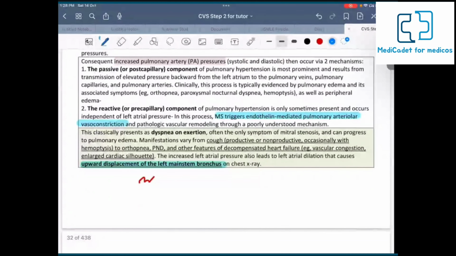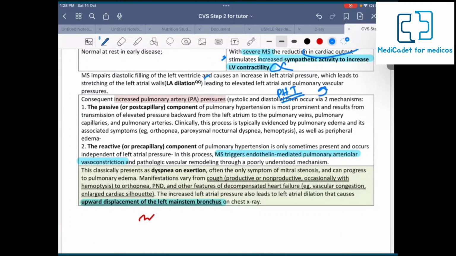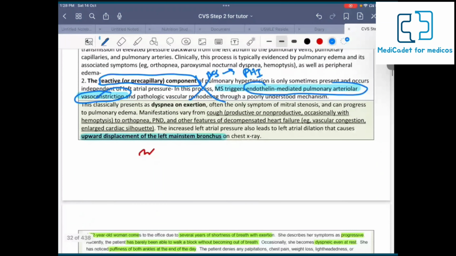Yeah, so next one, they're mentioning some increased pulmonary artery pressure. The reason for that, like I told you, is that pulmonary hypertension is most commonly because of the backward pressure, right? They're mentioning yet another concept, the passive or post-capillary component. There is one more concept for causing pulmonary hypertension in patients with MS. The MS itself triggers some endothelium-mediated pulmonary arterial vasoconstriction, it seems. So that can also go on to cause the pulmonary hypertension. At the end of the day, if they ask a question, they might give you a clue about pulmonary hypertension. They are definitely not going to ask which component has caused it, because nobody knows all those things. Yeah. Next one is upward displacement of lip.